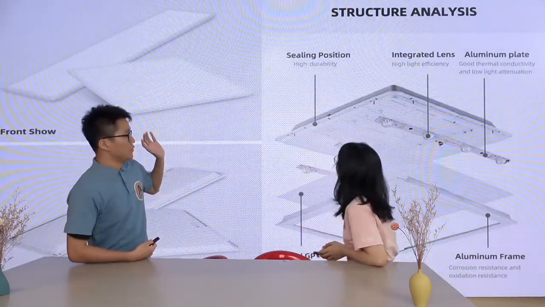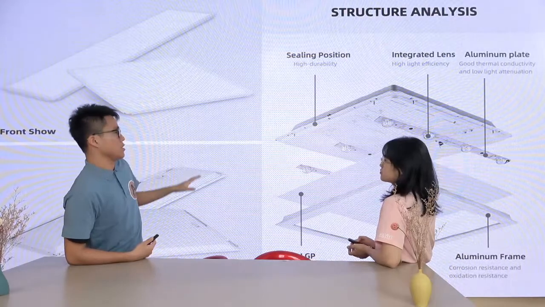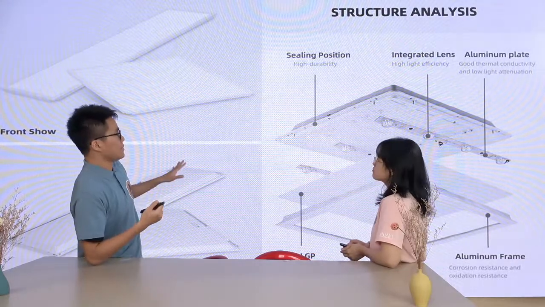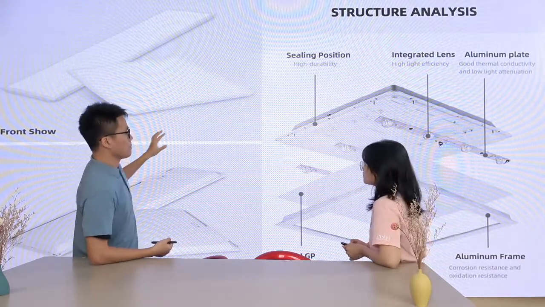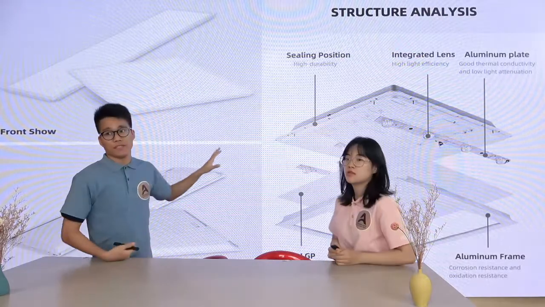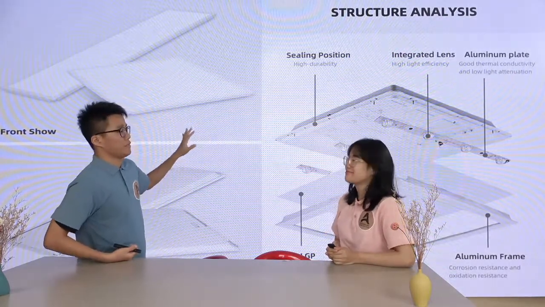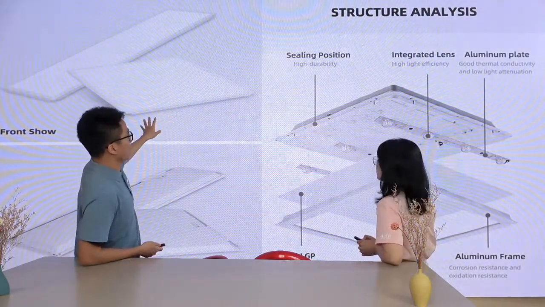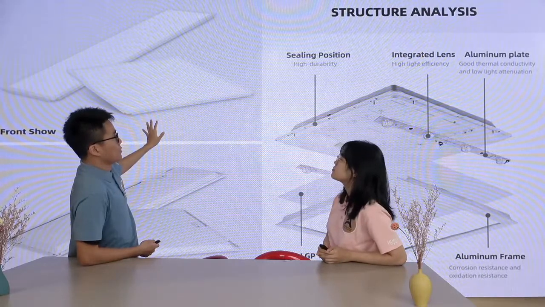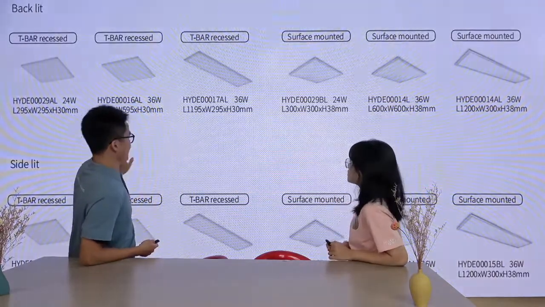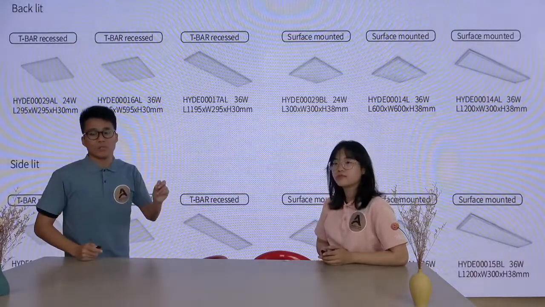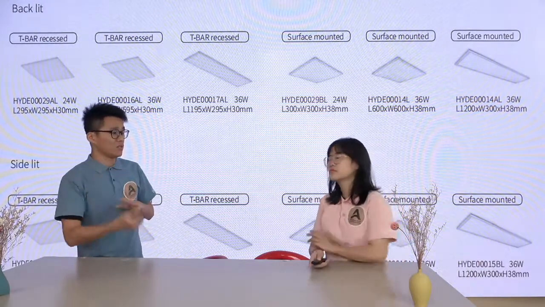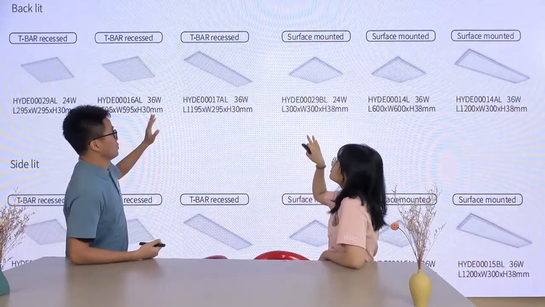And for the office, another hot selling, most commonly used item is the panel light. For the panel light, we also have different types. The first type is the backlit panel light, and we also have the side lit panel light. So we divided it into two types of panel light. And for the installation way, we also have different types.